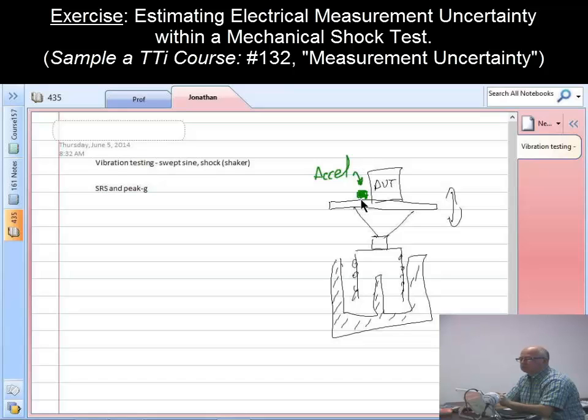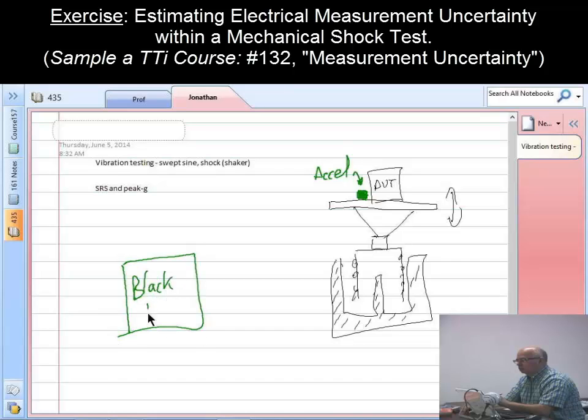A lot of times we'll have multiple accels. You'll need at least one accelerometer, which will be your control accel. This one accel is basically getting data, and at the same time it's controlling to ensure that the shaker is providing the intended environment.